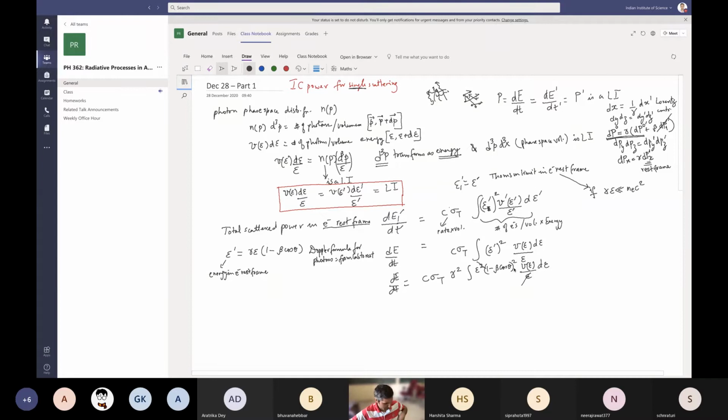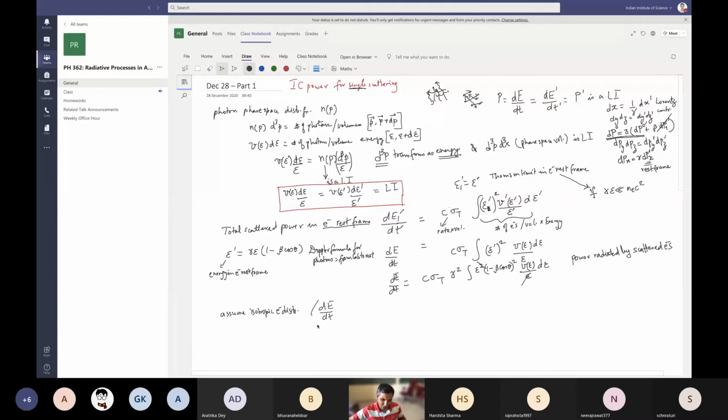Right, so we have this. Now, this is basically the power radiated by scattered electrons. What is this? We assume an isotropic electron distribution. So dE/dt, right?